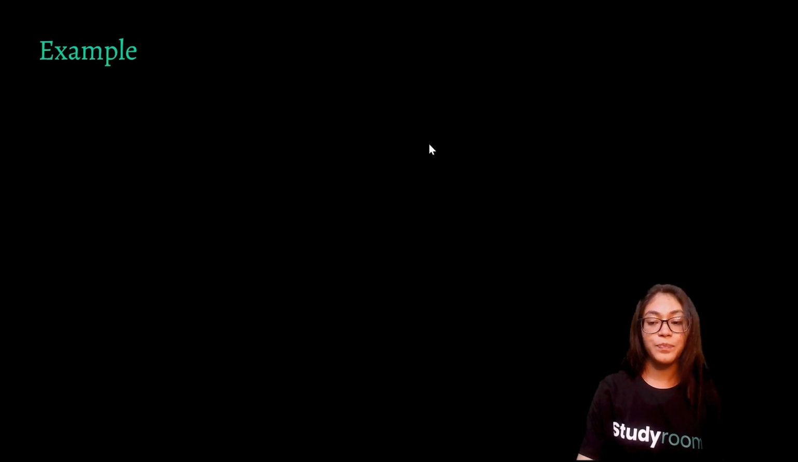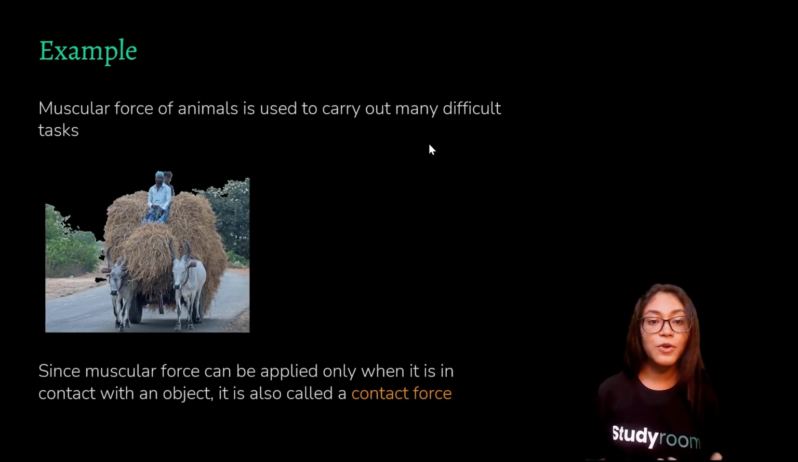So let's move on. What is an example of muscular force? Muscular force of animals is used to carry out many difficult tasks. Now, imagine if those animals didn't have force, then would they be able to carry out these tasks? Would the cows be able to pull the cart so easily? Only this force makes them able to do all these things easily.